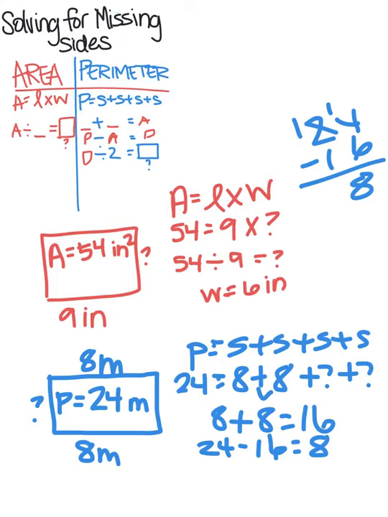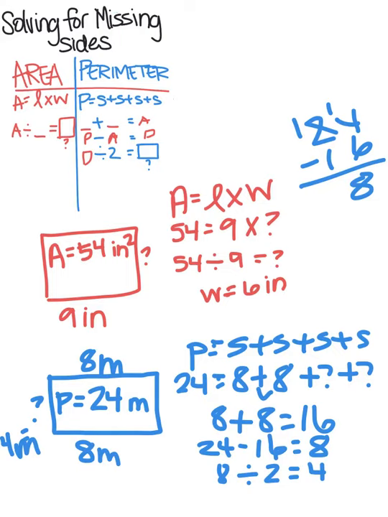So that is equivalent to the 2 sides that we're missing. We want to know what one side is. So I'm going to take my 8, and divide it by 2. I know that 8 divided by 2 is 4. So what that tells me is that my missing sides equal 4 meters.